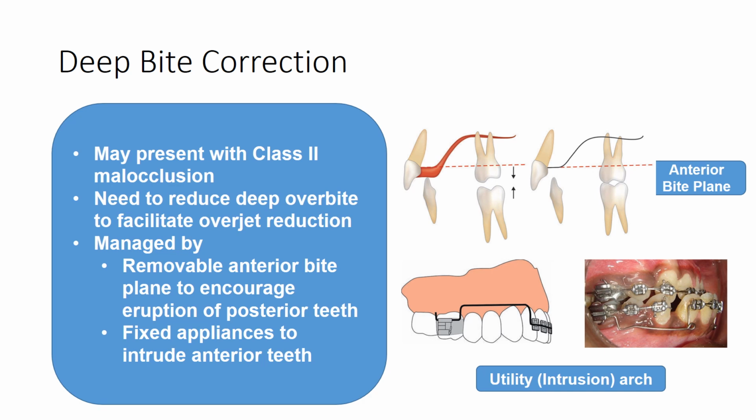Now, sometimes a class 2 division 1 presents with a deep bite, and correction is necessary for overjet reduction. Okay, this can be achieved by using a removable anterior bite plane, which encourages eruption of the posterior teeth. Also, it can be undertaken using fixed appliances by way of utility arches to intrude the anterior teeth.